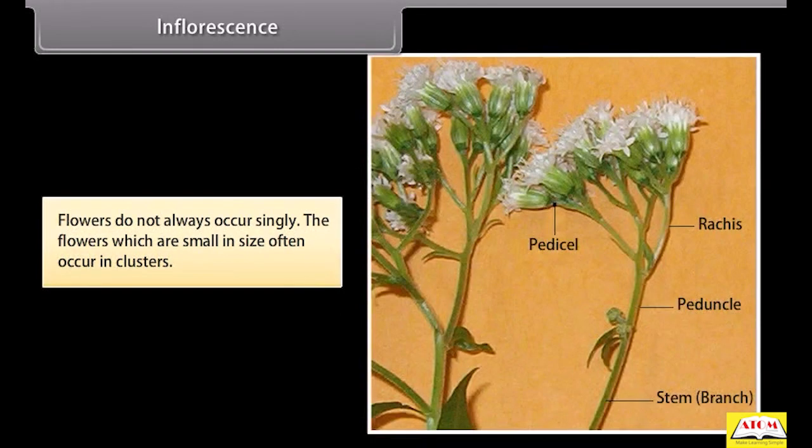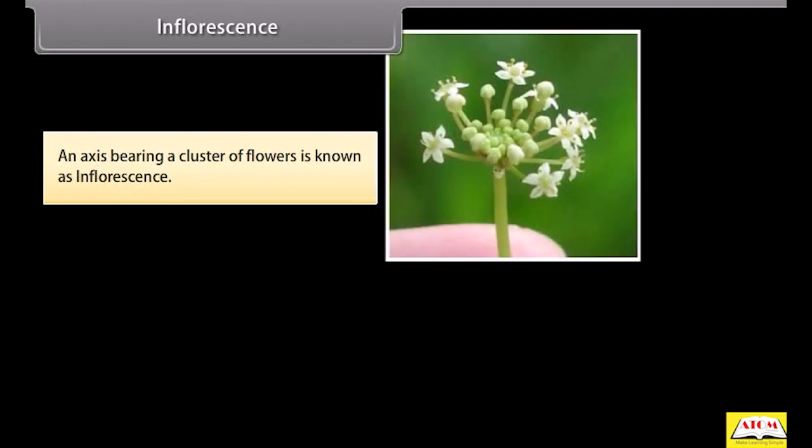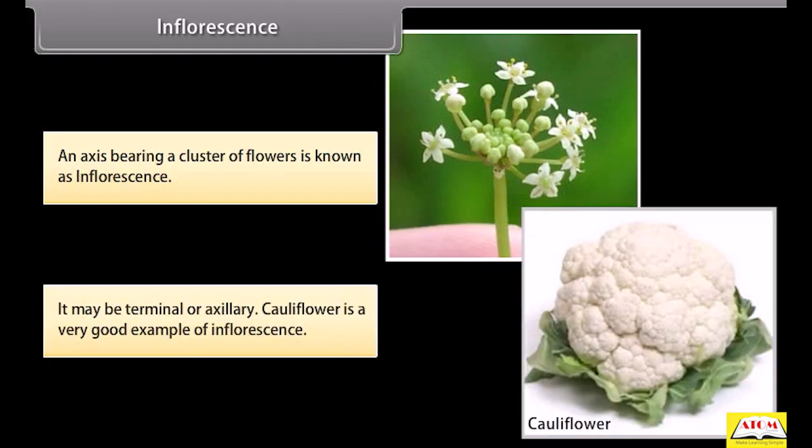Inflorescence. Flowers do not always occur singly. The flowers which are small in size often occur in clusters. An axis bearing a cluster of flowers is known as inflorescence. It may be terminal or axillary. Cauliflower is a very good example of inflorescence.